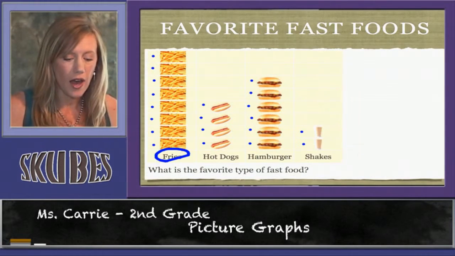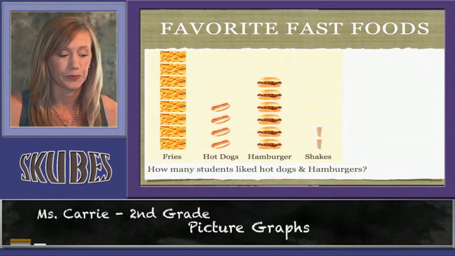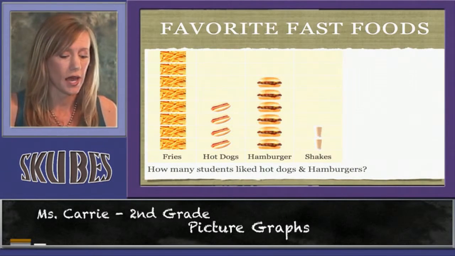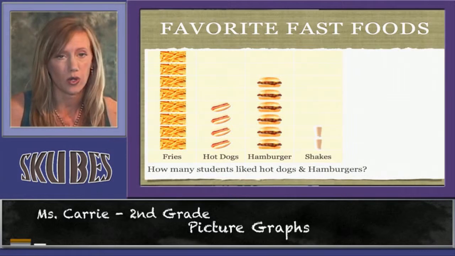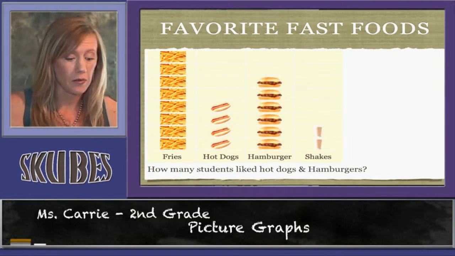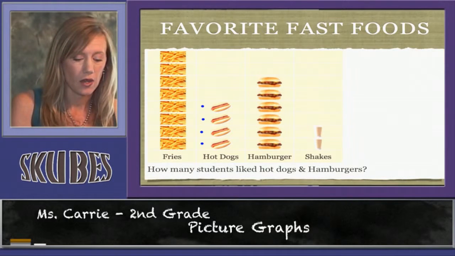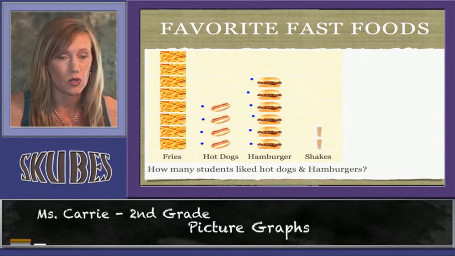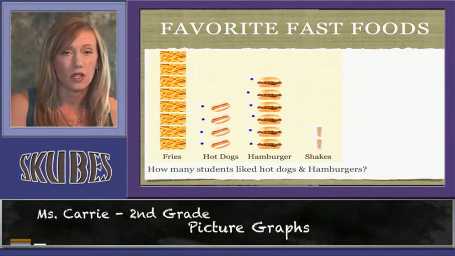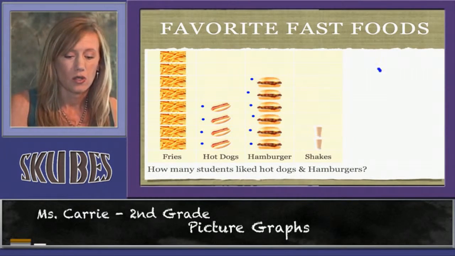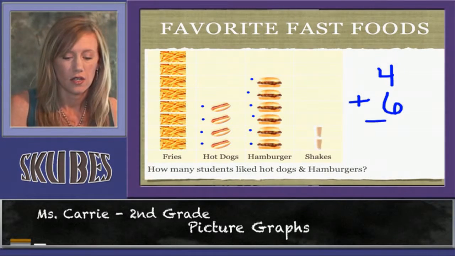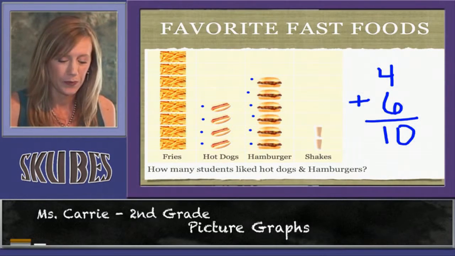Let's look at the same graph with a different question. This question asks us how many students liked hot dogs and hamburgers. Well, we need to find out how many liked hot dogs. 1, 2, 3, 4. And 1, 2, 3, 4, 5, 6 liked hamburgers. Well, if we want to know how many they liked altogether, we need to add them. So 4 plus 6 is 10. 10 students liked hot dogs and hamburgers.